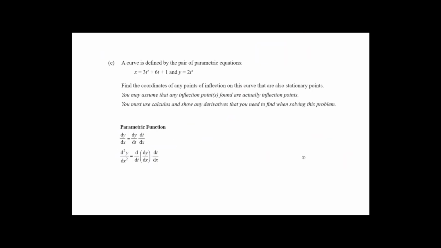Next, we're asked to deal with a parametric equation. So a parametric equation is when we have x and y usually in respect to some third variable, usually t. And we're asked this time to differentiate these two and find the points of inflection and the stationary points. So how do we do that? Here are the formulae that are given to you in the exam.